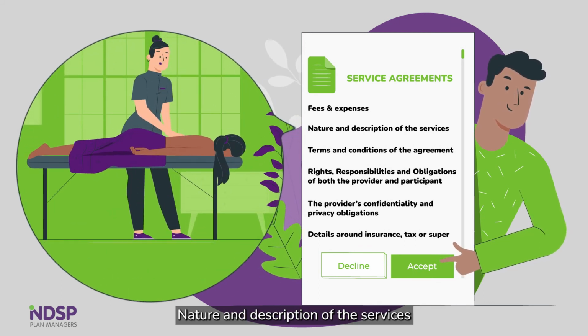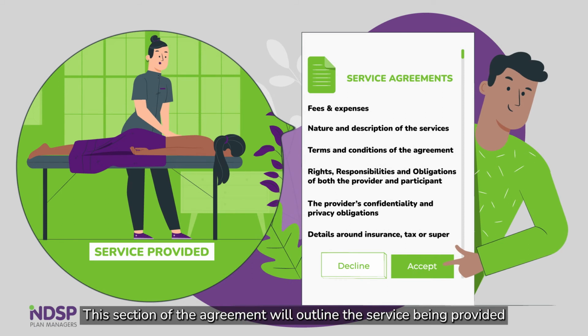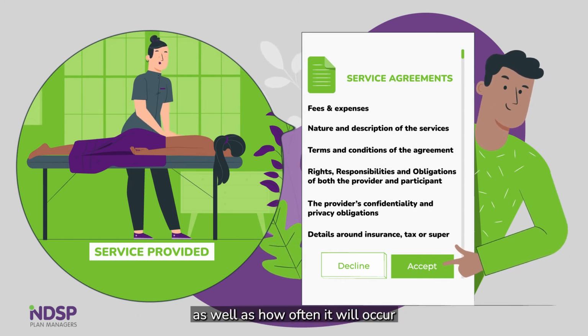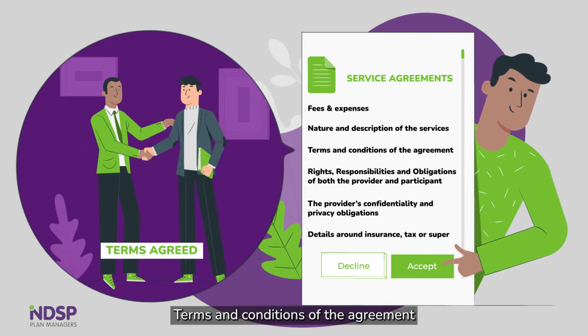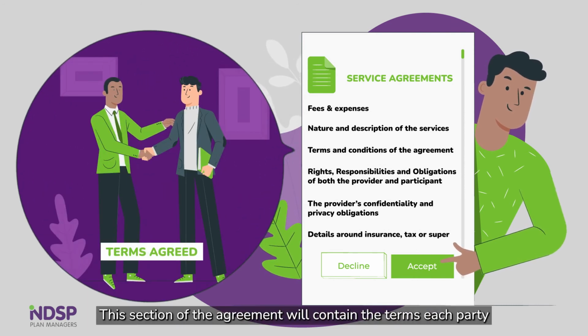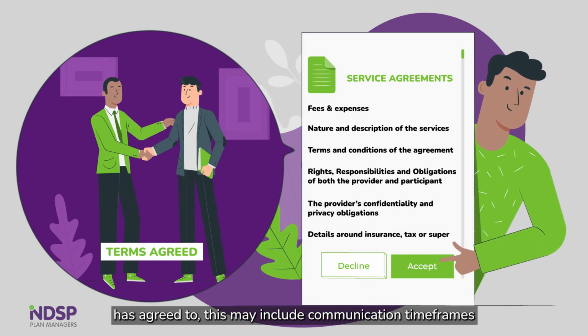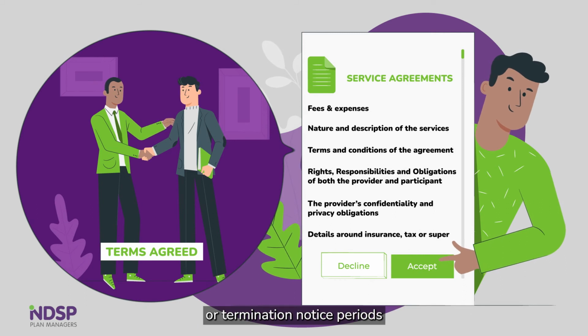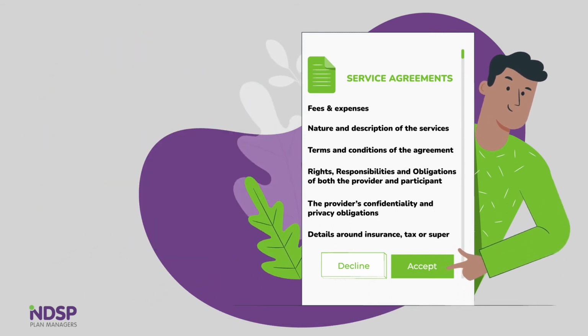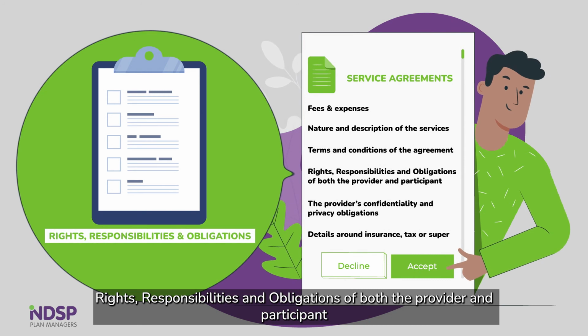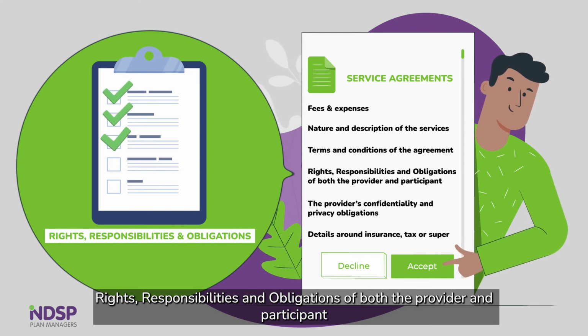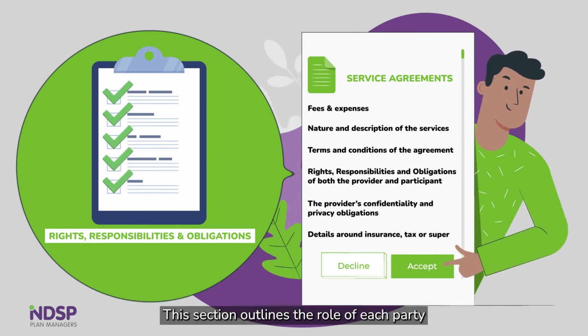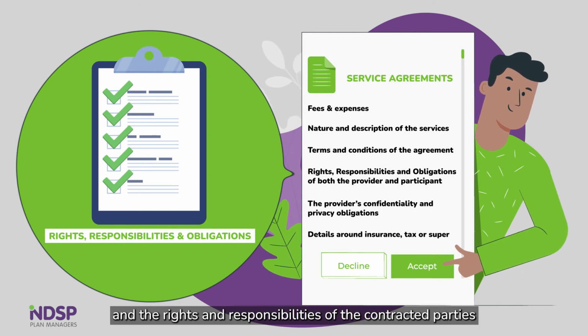Nature and description of the services. This section of the agreement will outline the service being provided as well as how often it will occur. Terms and conditions of the agreement. This section of the agreement will contain the terms each party has agreed to. This may include communication timeframes or termination notice periods. Rights, responsibilities and obligations of both the provider and the participant. This section outlines the role of each party and the rights and responsibilities of the contracted parties.